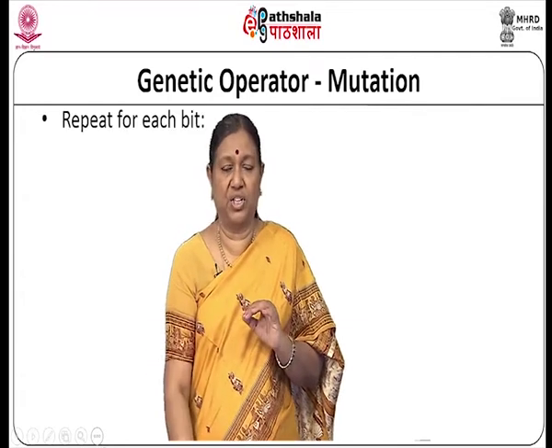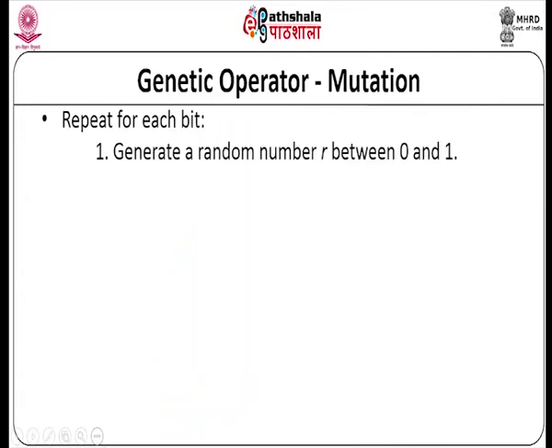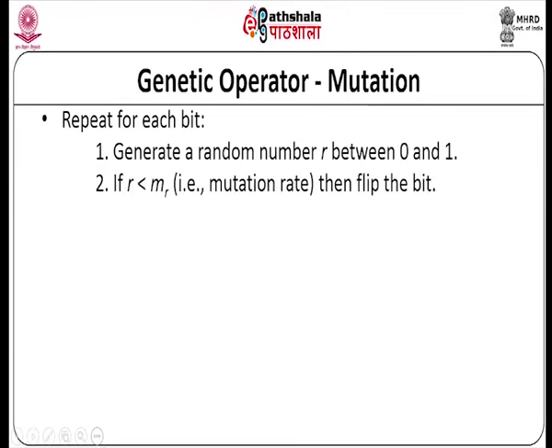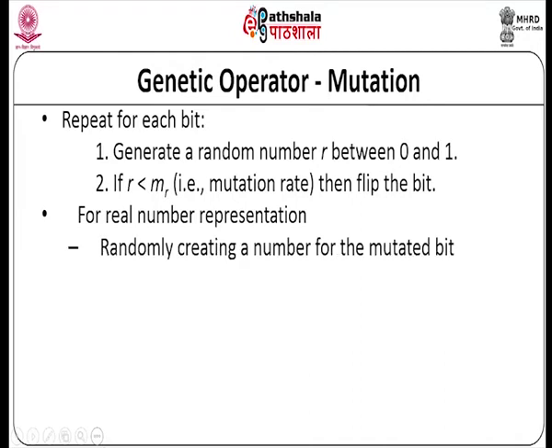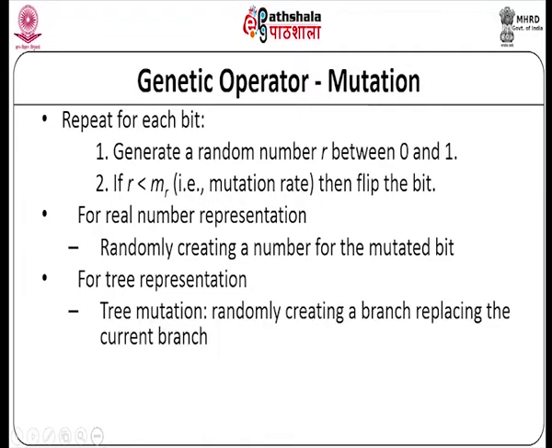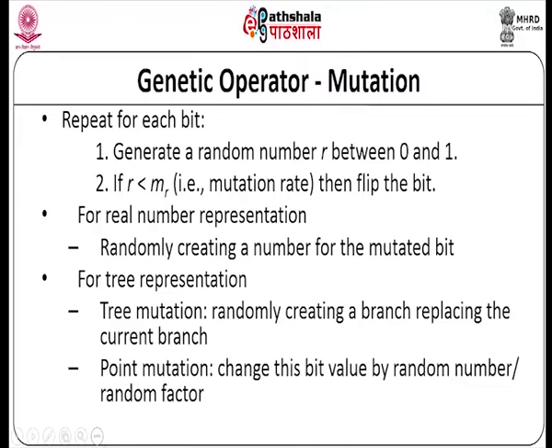Next comes mutation. Mutation is: for each bit, generate a random number r between 0 and 1. If r is less than the mutation rate, then flip the bit. Otherwise, you leave it. If it is 1, make it 0, if 0 make it 1. In real number representation, just randomly create a mutated bit. For a tree, the tree mutation, randomly create a branch replacing the current branch. So, those are the different methods in which mutation is done.